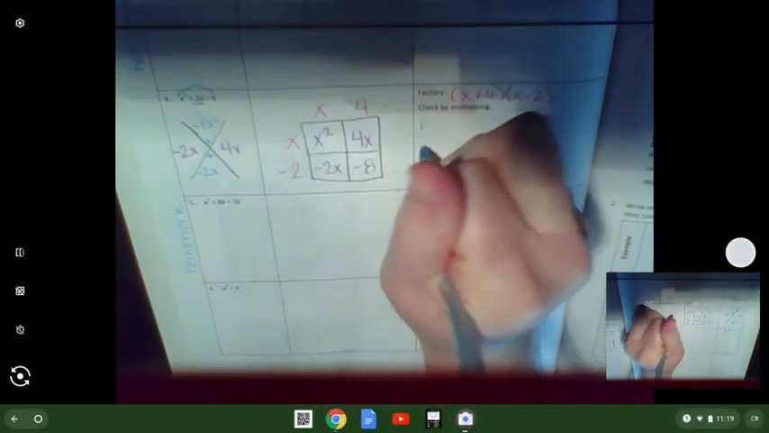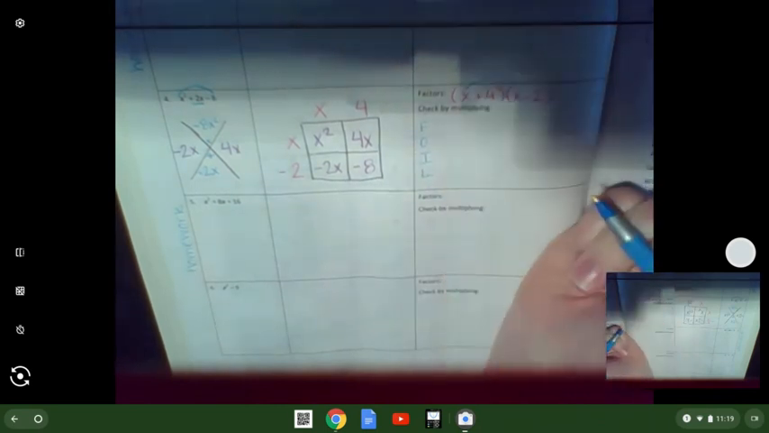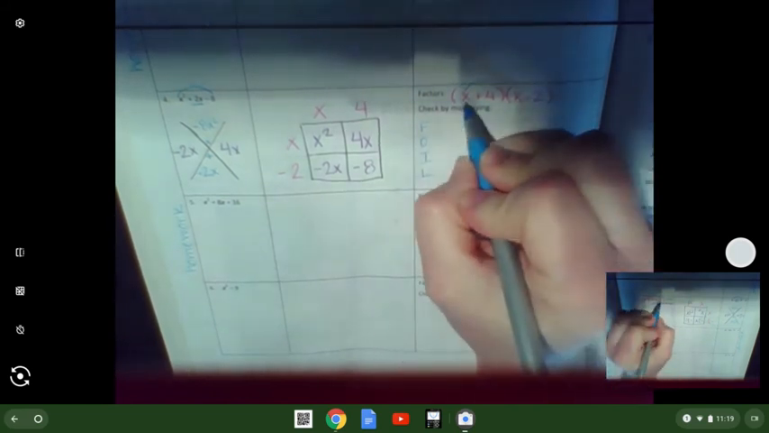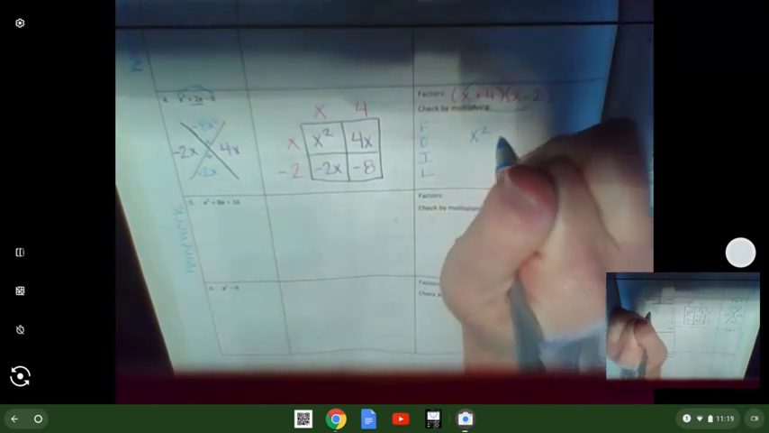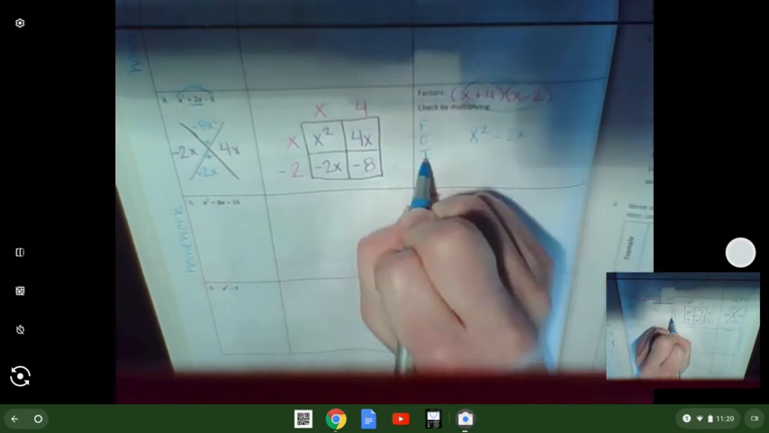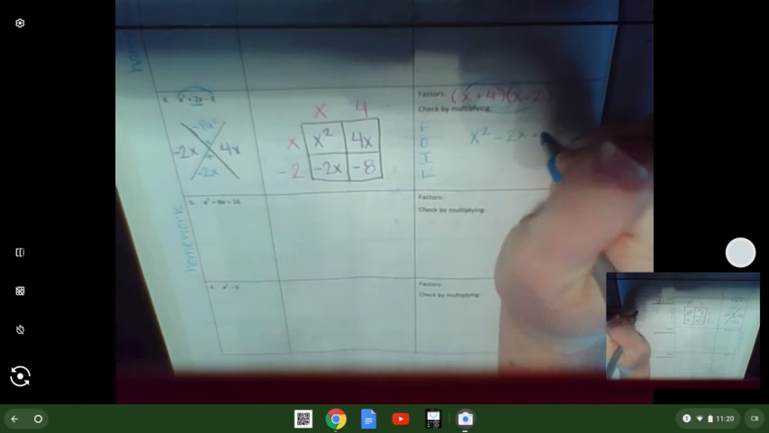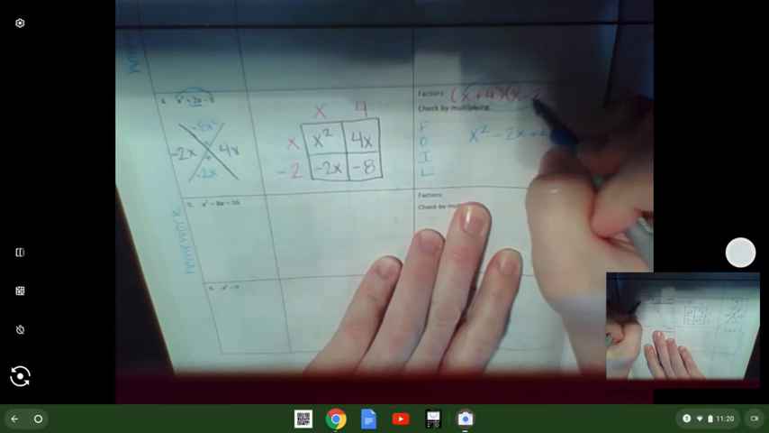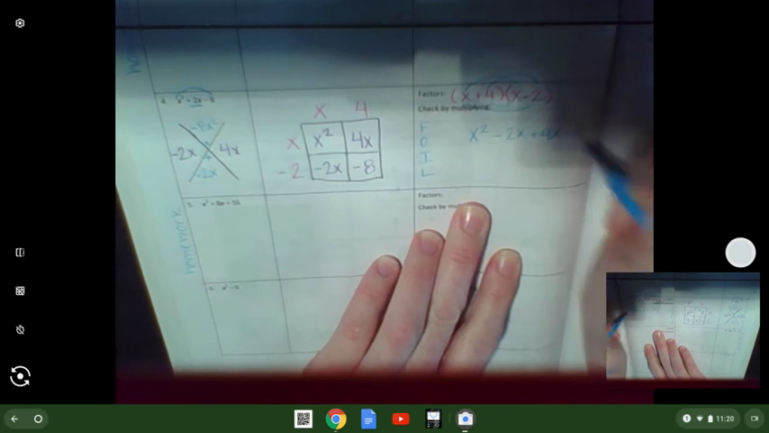This time I am going to check this one using FOIL. So here we go. F is first. X times x is x squared. O is outer or outside. x times negative 2, sign in front is really important, is negative 2x. I is inside or inner. So 4 times x, which is a positive 4x, no negative signs included in that one. And L is last. So again, sign in front, negative 2 times 4, which is negative 8.